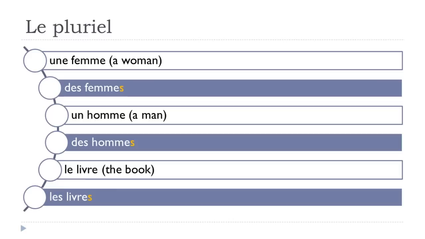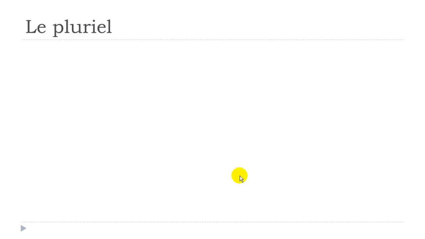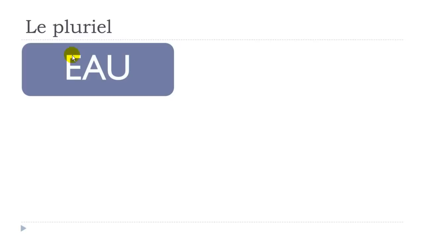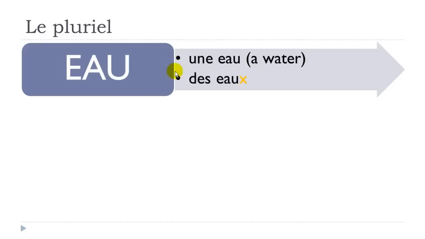As usual in French, we've got exceptions. You get words that end with this combination of vowels e, a, u, like for instance, un eau. Remember, when you get these vowels like that, you get only the sound o. In that case you won't add the s as we saw previously; the rule is that you put x at the end, but same rule, you don't pronounce it. Des eaux.